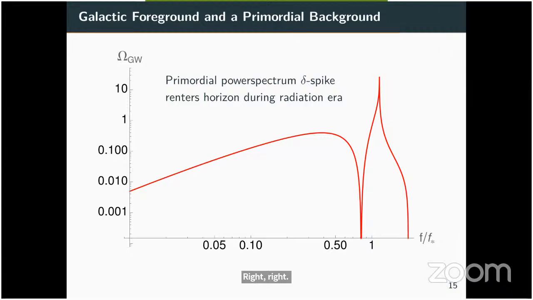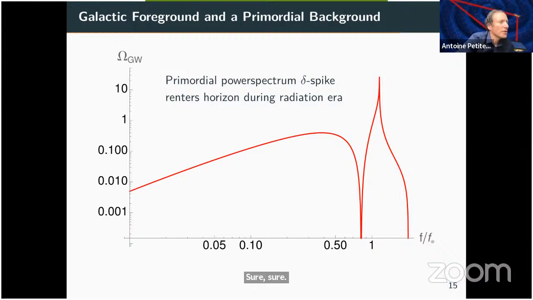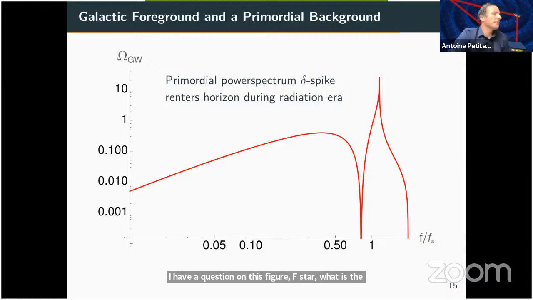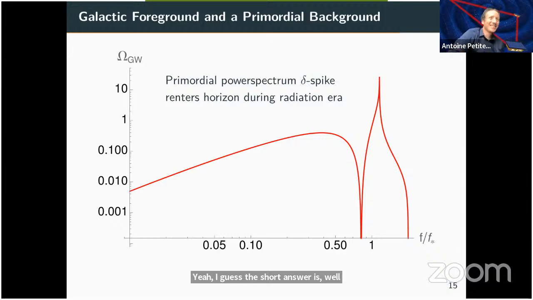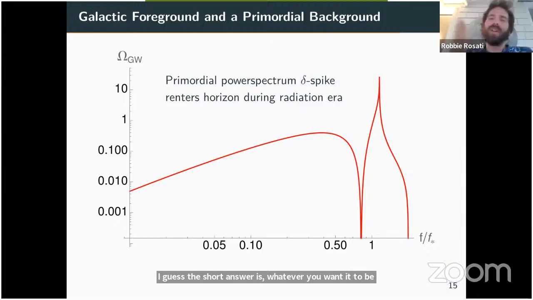I have a question on this figure, the F star. What is the value of the F star typically? Because here you normalize the frequency by the F star. I guess the short answer is whatever you want it to be. It depends on when the feature happens in your model.